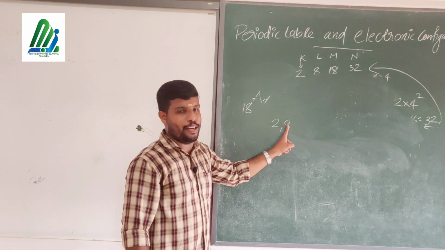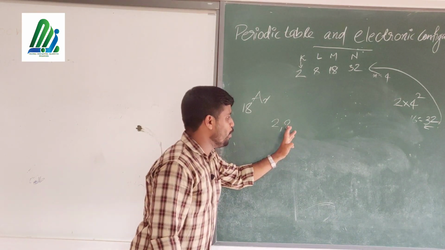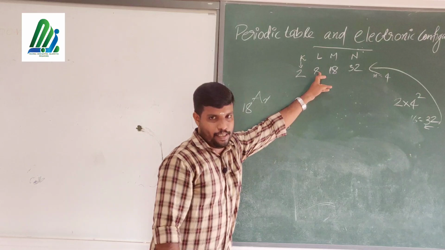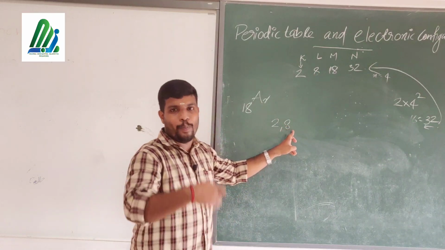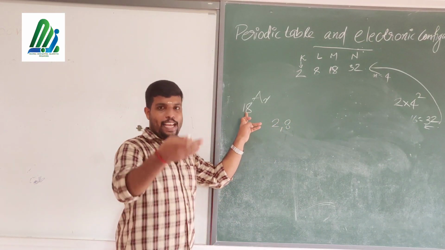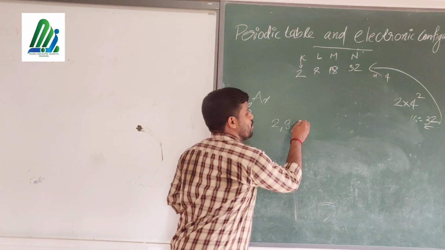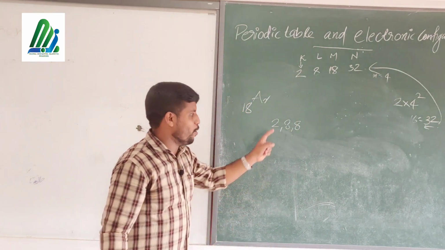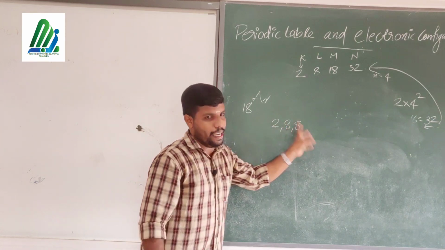2 plus 8, 10 electrons. The maximum number of electrons possible to accommodate in the second shell is 8. So 2, 8, 10. How many electrons are balanced there? It is 18, so 8 more electrons. So the 8 electrons are filled in the third shell. So the electronic configuration is 2, 8, 8.